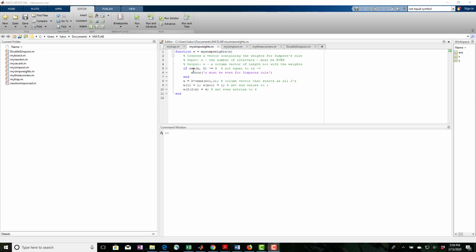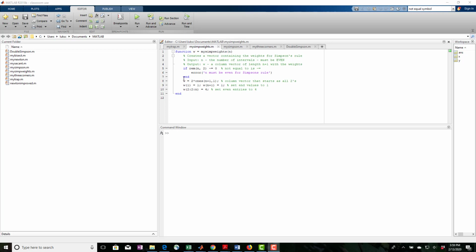First thing they do is check and make sure that you actually do have an even number. They're looking for the remainder of n divided by 2. If it is not equal to 0, where the squiggly line equals means not equal, then you have an odd number, and it will give you an error message saying you have to put in an even number.